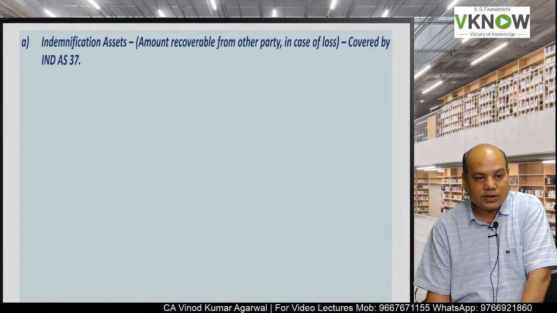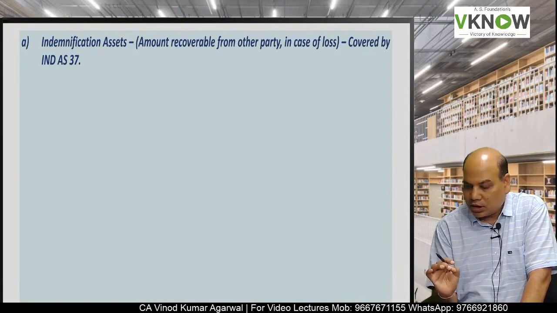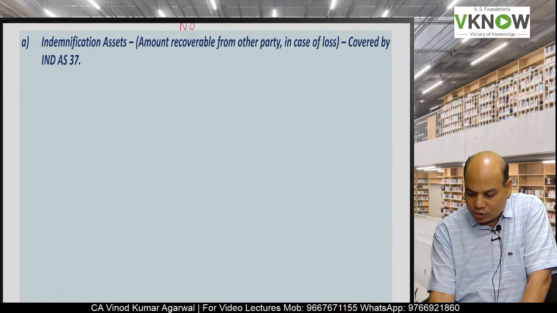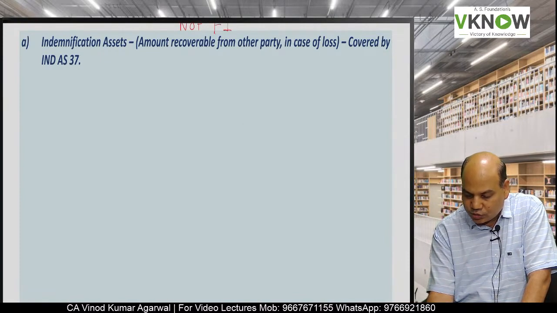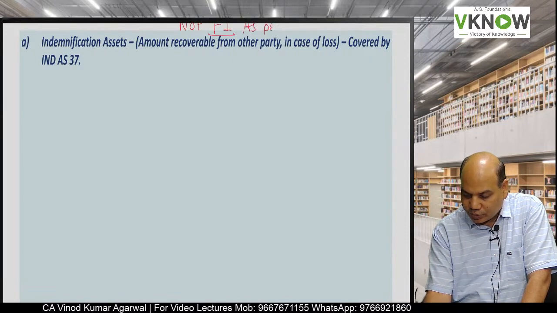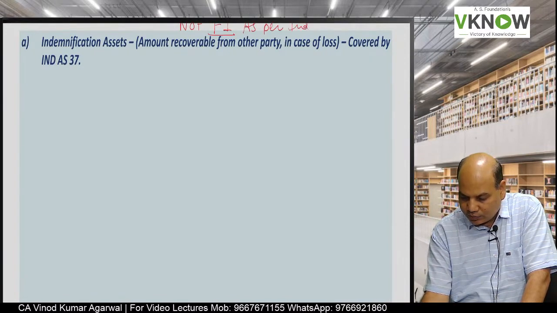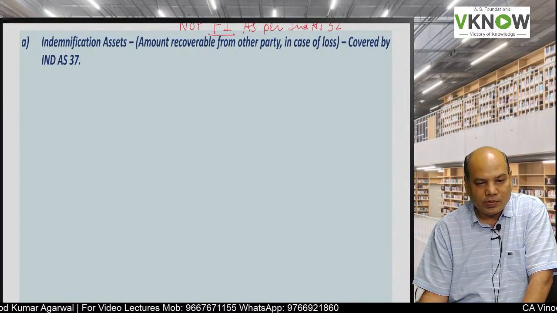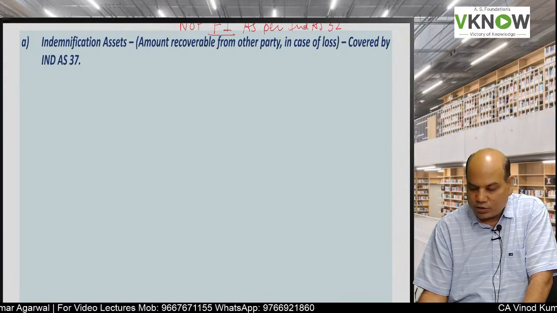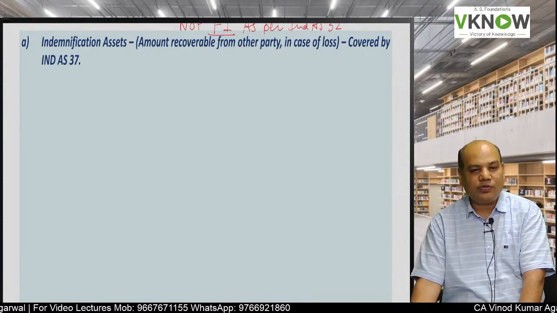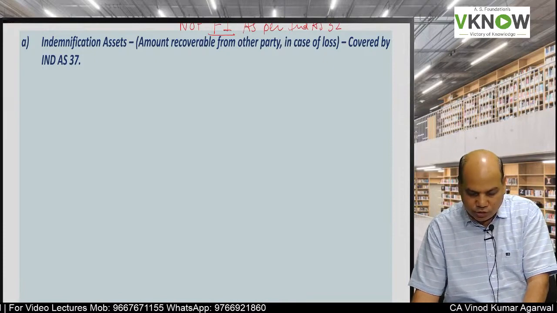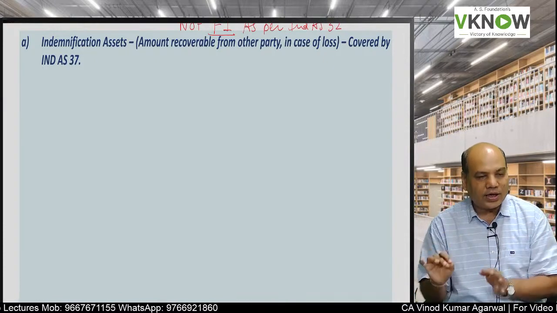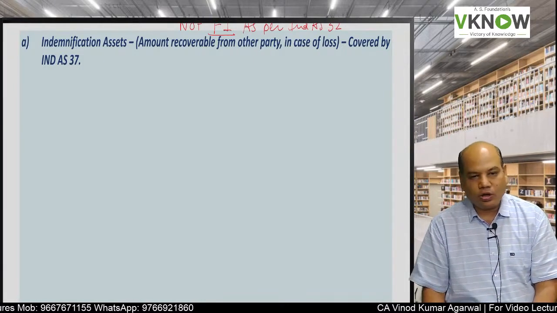Now there are some contracts which are receivable or payable, but these are not financial instrument as per IND AS 32. So they may be receivable or payable, but these are not financial asset or financial liability as per IND AS 32 or IND AS 109. So this is a list of exceptions, that is, on these items IND AS 32 will not apply.